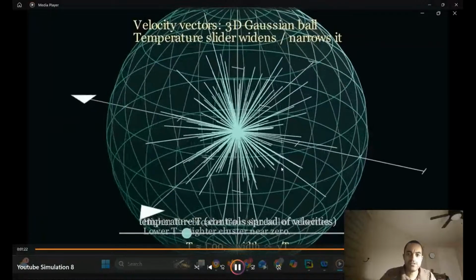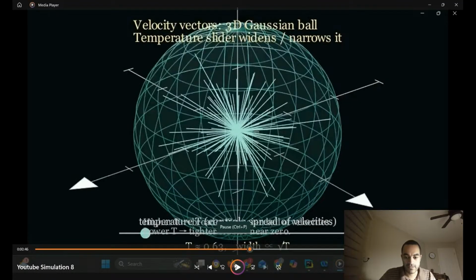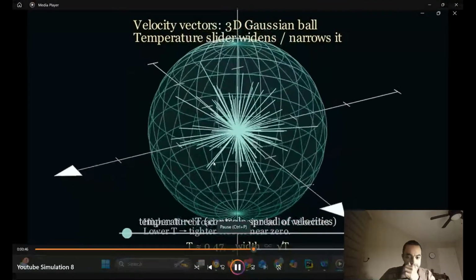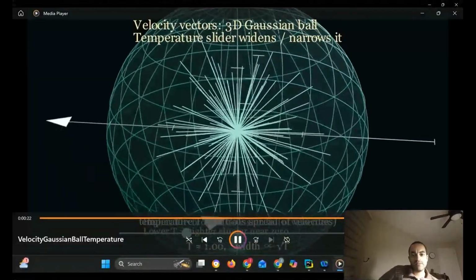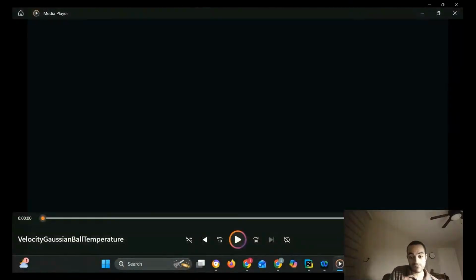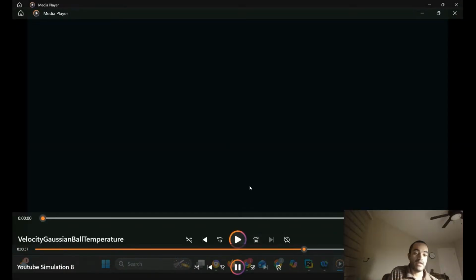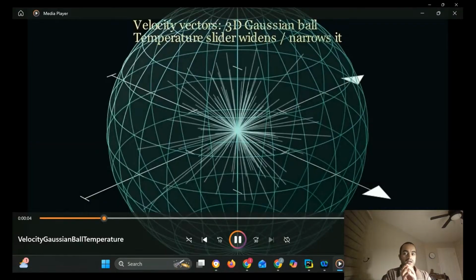All right. So as you can see, we have a very interesting three-dimensional Gaussian ball. I'm going to play part of it again. I think it's really neat. Okay. So as you can see, as we're getting the temperature, this temperature slider will widen if the volume is increasing. And as volume decreases again, then the temperature slider will narrow.